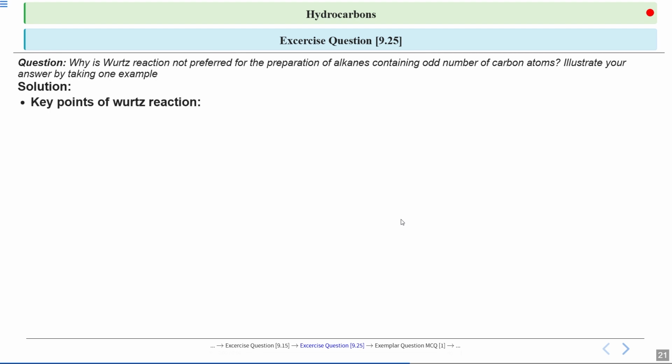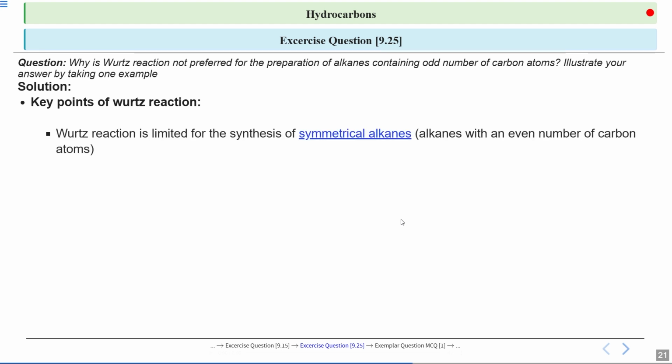So let us begin by highlighting the key points of the Wurtz reaction. The reaction is primarily used for synthesizing symmetrical alkanes, which means alkanes with an even number of carbon atoms. This is crucial because it sets the stage for understanding the limitations of the reaction. In Wurtz's reaction, we use two similar alkyl halide reactants. This similarity is important because it leads to the formation of symmetrical alkanes.